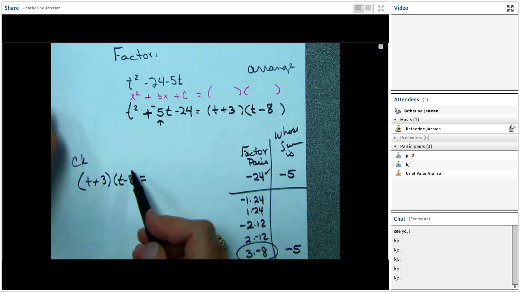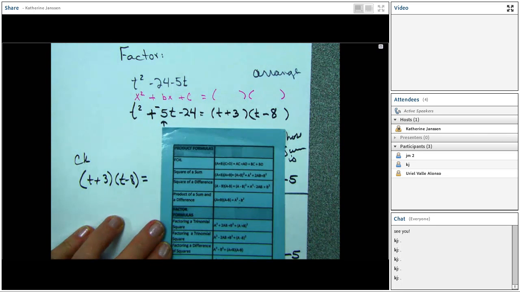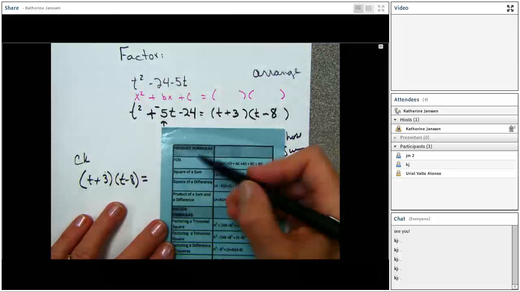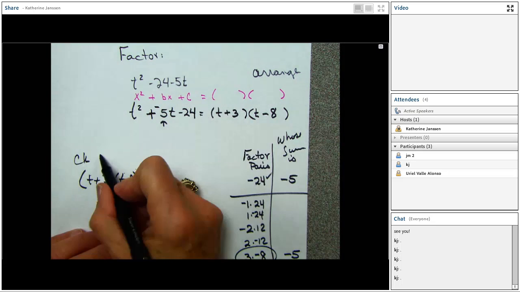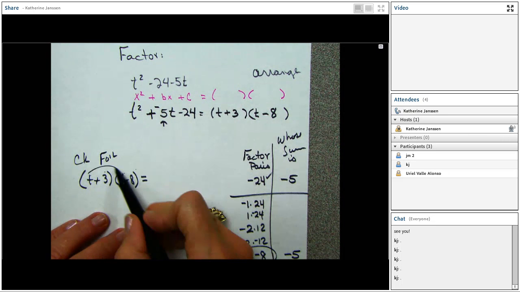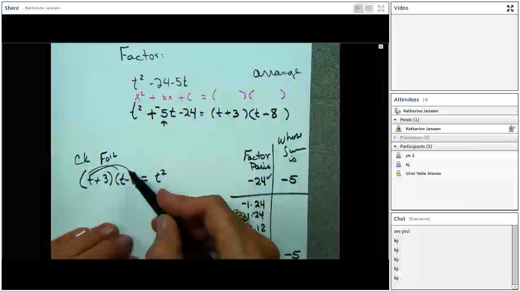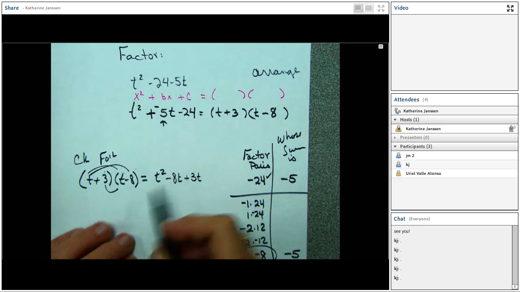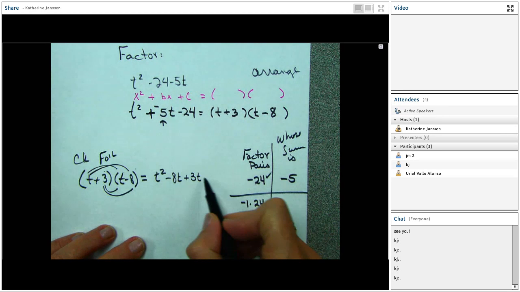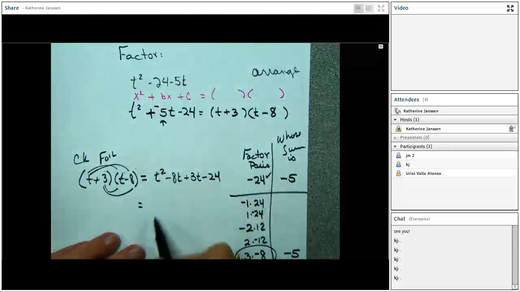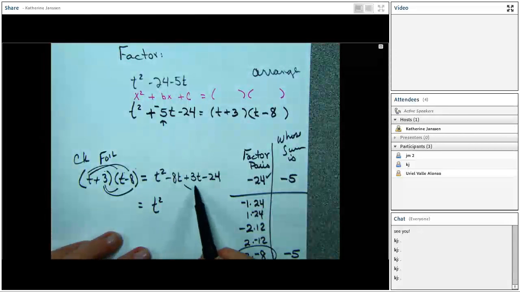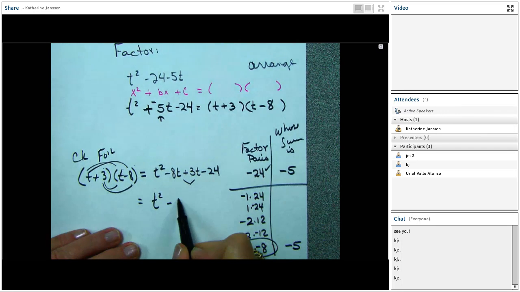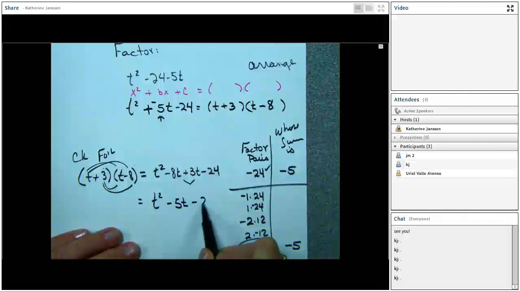Well, that's a binomial times a binomial. Let's get out our blue cards. Are the first two terms the same? Yes. Are the last two terms the same? No. So I'll resort back to FOIL. First terms would be t squared. My outer terms are a negative 8t. My inner terms are a positive 3t. And the last terms are a negative 24. So I have t squared, a negative 8t plus a positive 3t would be a negative 5t, minus 24.